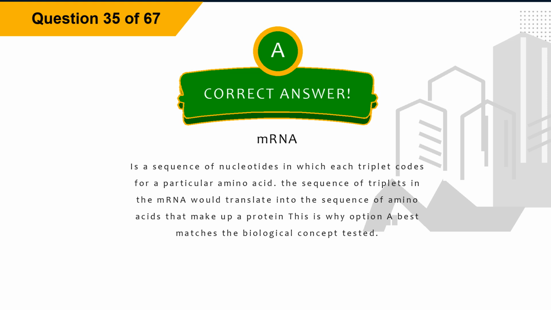The correct answer is option A, mRNA. Explanation: mRNA is a sequence of nucleotides in which each triplet codes for a particular amino acid. The sequence of triplets in the mRNA would translate into the sequence of amino acids that make up a protein. This is why option A best matches the biological concept tested.